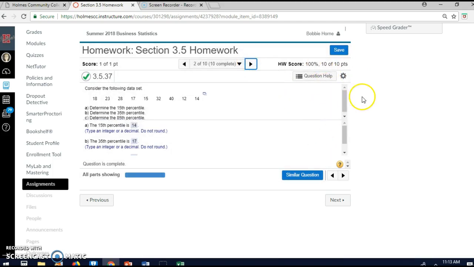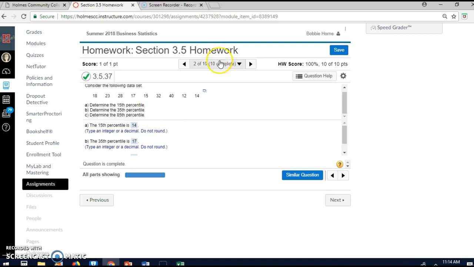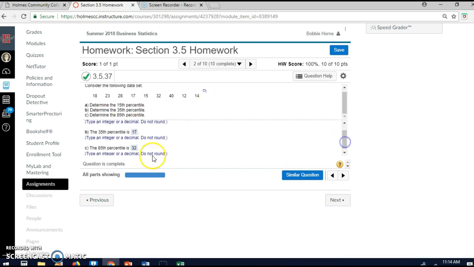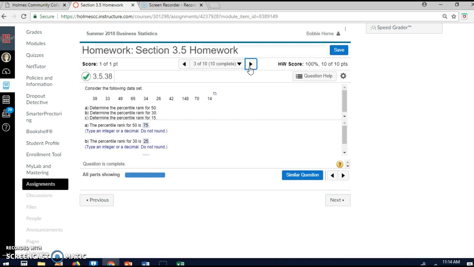Question number 2 is the same types of information, and so you'll work it the same way. Open in Excel and sort it and do 0.15 times, you have 2, 4, 6, 8, 9 numbers, so 0.15 times 9, 0.17 times 0.35 times 9, and then 0.85 times 9, and then you count how many numbers that is and select that number.